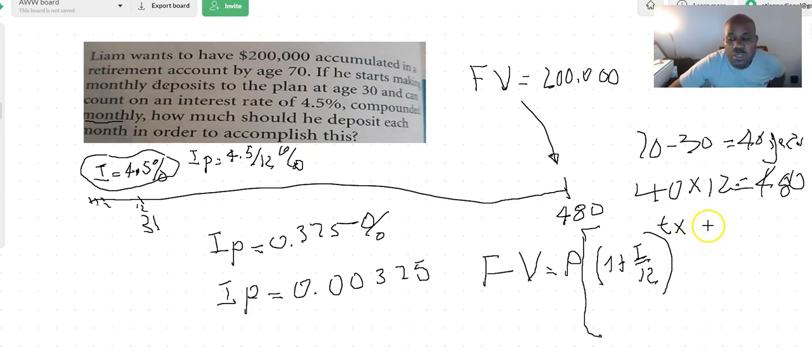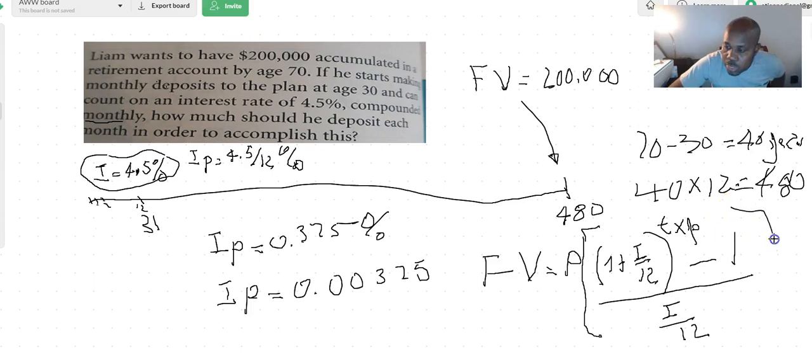Or let's call it T times P. P is 12 here, right? And then minus 1 over I over 12. That's a general formula that you can use.